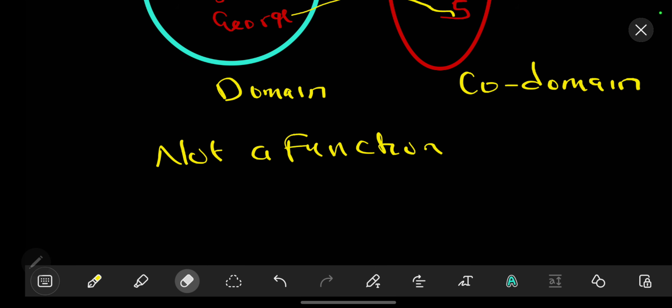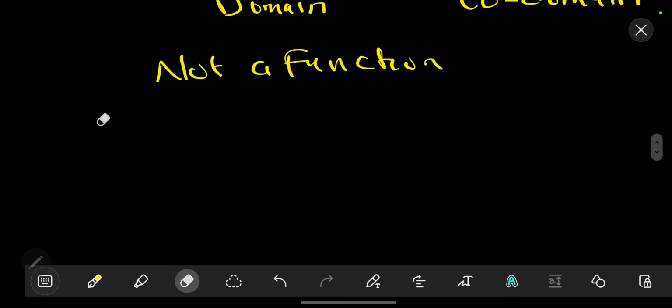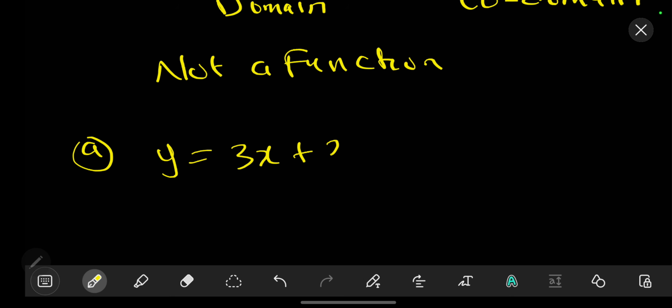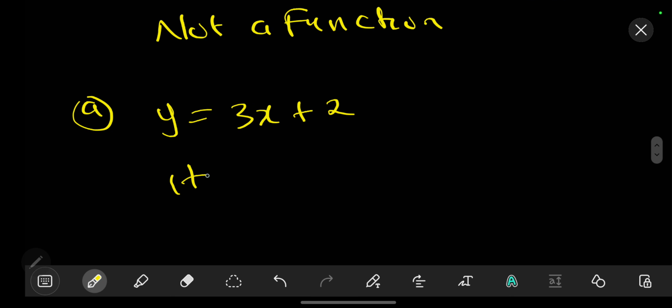So now let's identify other questions. Let's say for our first one, our A is saying that y is equal to 3x plus 2. Now we want to test whether this one is a function or not. So this one automatically is a function. All linear equations are functions. So it is a function.